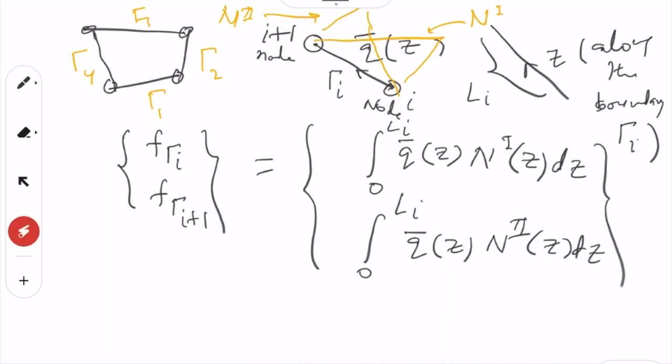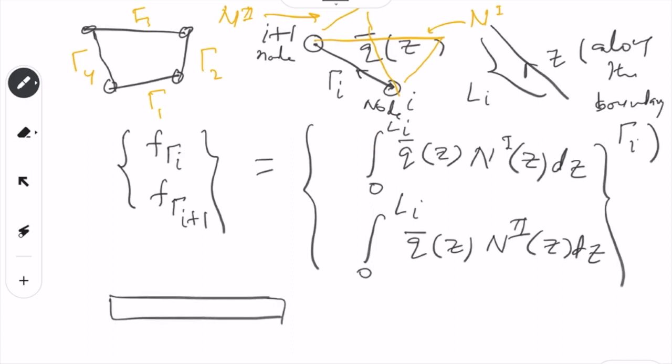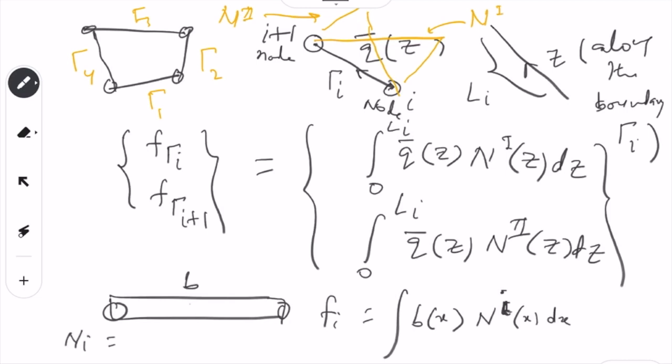What is the meaning of that? Since the boundary has two nodes, you can treat this as a two noded linear element, and whatever is distributed here, for example Q distributed on the boundary itself, you can do the same as you did for the 1D bar. For the 1D bar, if you had body force B, then fi was nothing but the integral of B as a function of X times N1 x dx. What I mean is this Ni, where for length L you had N1 equal to 1 minus x over L and N2 equal to x over L.